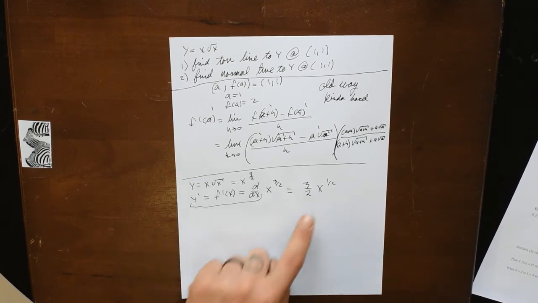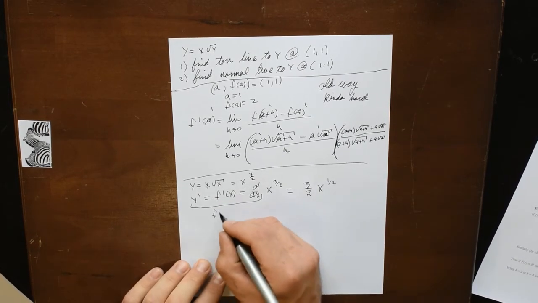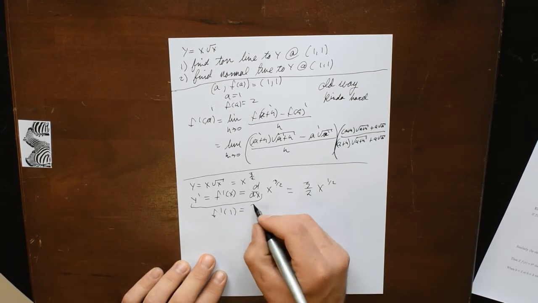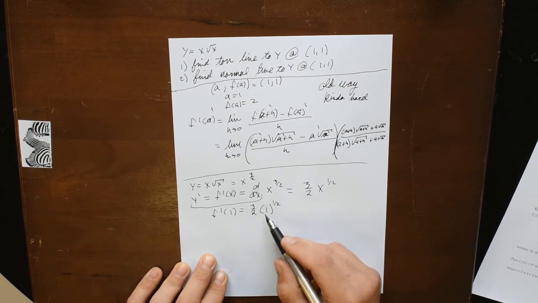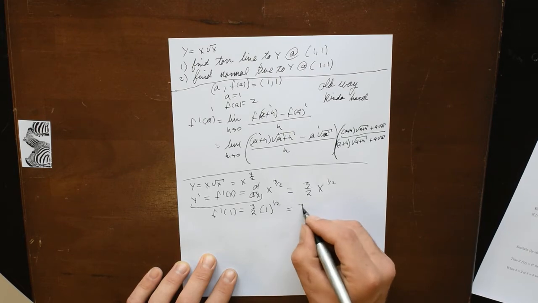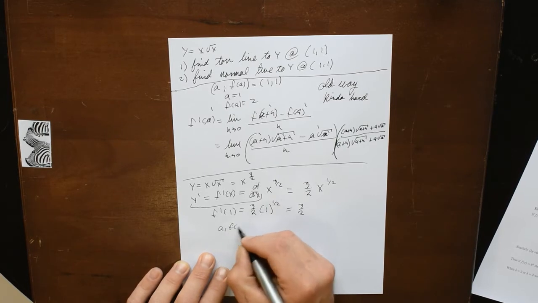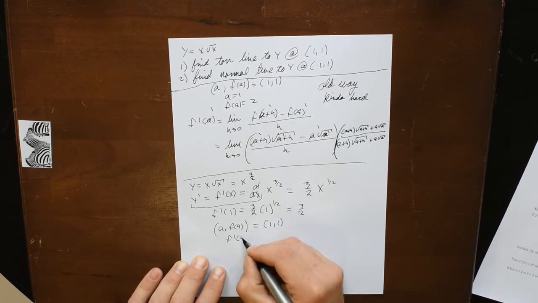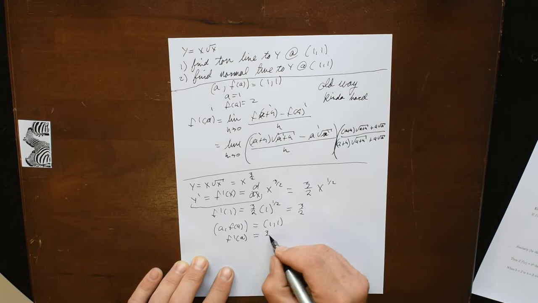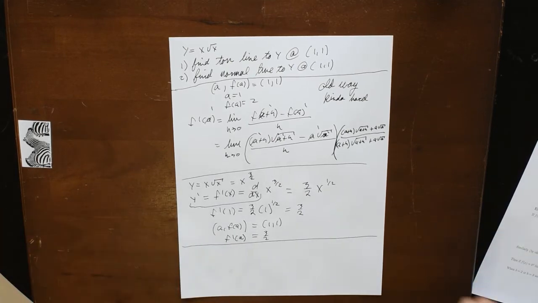Okay, so we know that y prime of x is equal to 3 halves x to the 1 half, or f prime. So if we want f prime of 1, that's going to be equal to 3 halves times 1 to the 1 half. 1 to the 1 half is just 1. That's the square root of 1 after all. That's equal to 3 halves. So what we have is the point a, f of a, that's 1, 1. And we know f prime of a is equal to 3 halves. So, nice. This is our easier way, the new way, kind of easier.